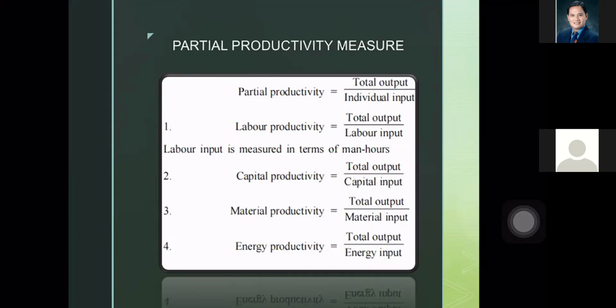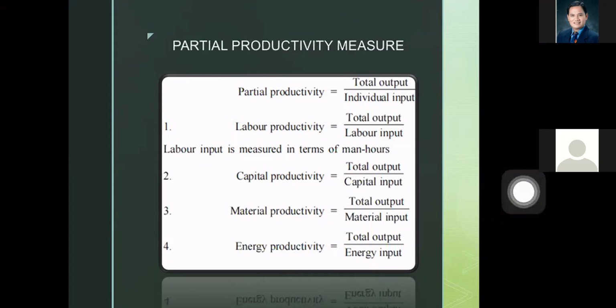Capital productivity is expressed as total output over capital input. Material productivity equals total output over material input. And last is energy productivity equals total output over energy input. One of the major disadvantages of this partial productivity measure is there is an overemphasis on one input factor to the extent that other inputs are underestimated or even ignored.